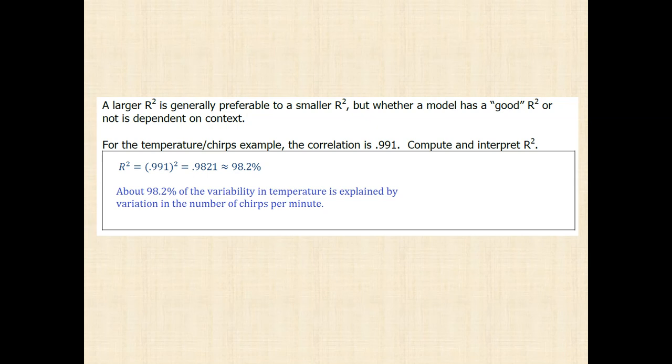And then the interpretation: about 98% of the variability in y, temperature, is explained by variation in x, the number of chirps per minute. I just took that first general interpretation on the previous slide and stuck 98.2%, temperature, and chirps per minute in there, which will always work. So would that second general interpretation. Those are the ways that you usually see those written, and those templates are always going to work.